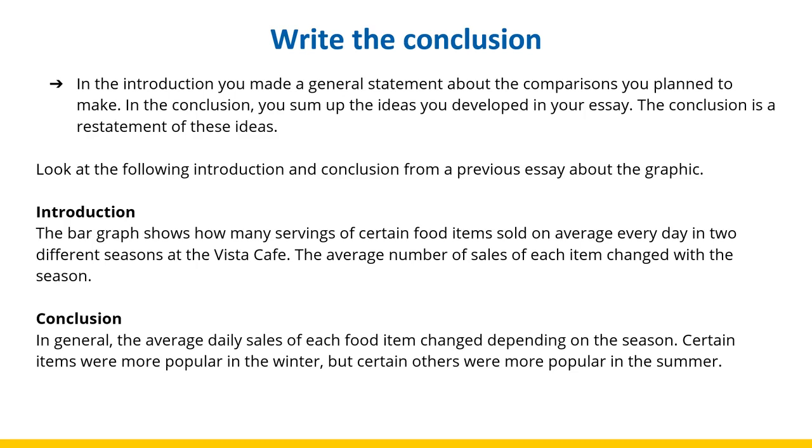So our conclusion restates this idea using different words by stating the most important change, or we also call it a trend. So here we have, in general, the average daily sales of each food item changed. Depending on the season, certain items were more popular in the winter, but certain others were more popular in the summer. So as you see, our introduction and conclusion are closely linked, and your conclusion basically repeats what was said in the introduction using different words and also showing the most important one, the key change, the key trend that happened throughout the time.